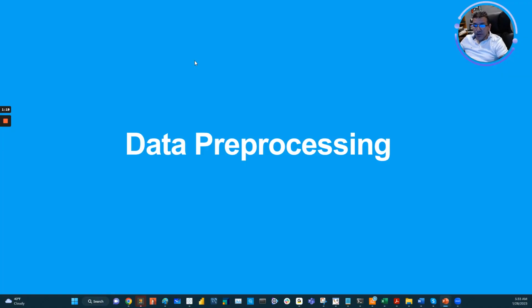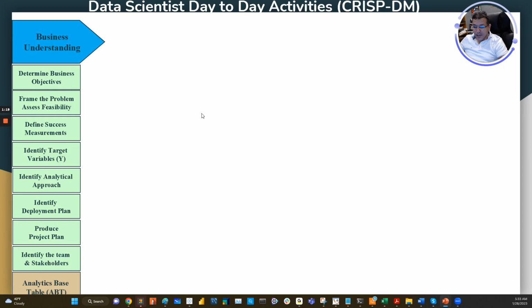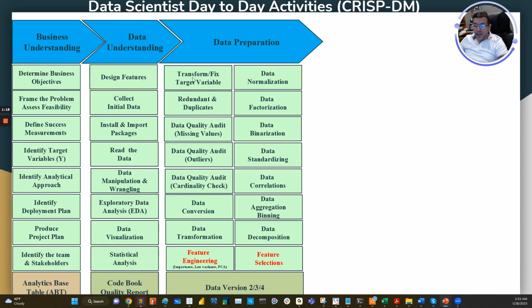We need to fix the redundant and duplicates. We need to deal with missing values, with outliers, with the data with high cardinality. Then we need to deal with categorical data. Then we need to transform numerical data.